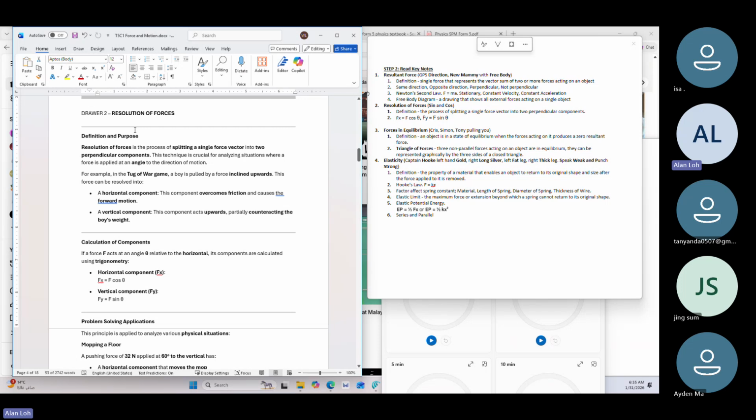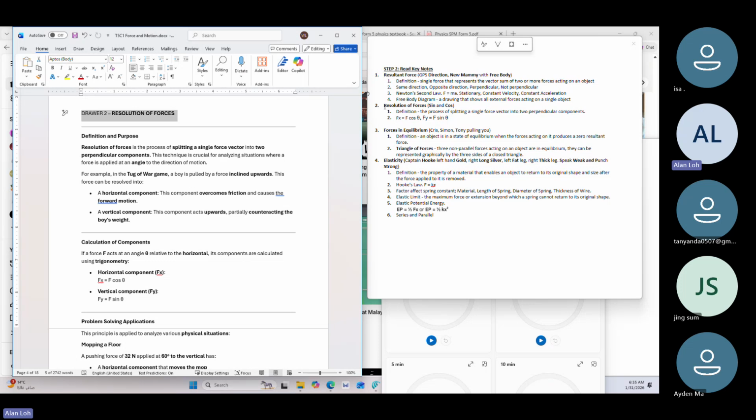Drawer number 2. Drawer number 2 is the New Year resolution, right? This year's resolution is equal to last year's resolution. Equal is equilibrium. So you know even drawer number 3, what is it called? Force in equilibrium, right? But let's forget about drawer number 3 now. Let's focus on drawer number 2. Drawer number 2 is resolution of forces.